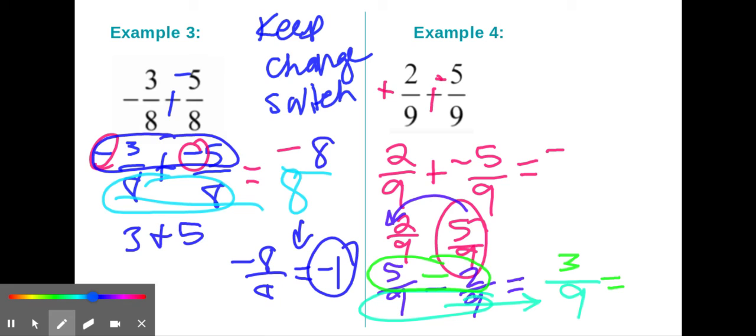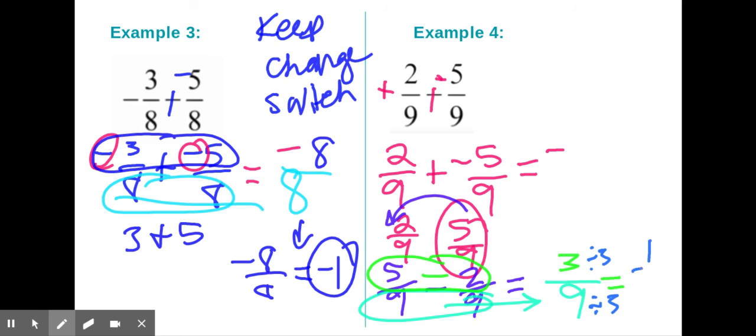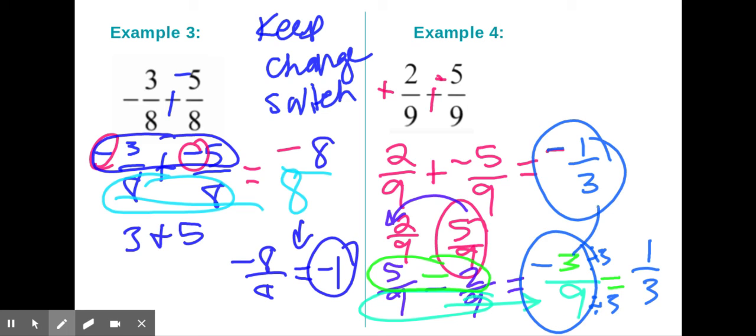3 and 9 have a relationship, so we think about what we can divide into both 3 and 9. We can divide by 3. 3 divided by 3 is 1. 9 divided by 3 is 3. So our final answer is going to be -1/3. -3/9 is okay, but -1/3 is what we want to see because we want our answers to always be in simplest form.